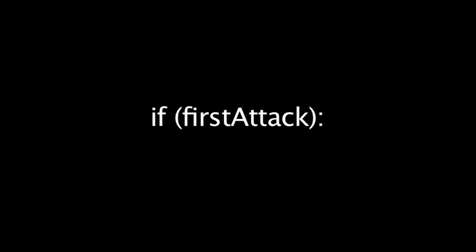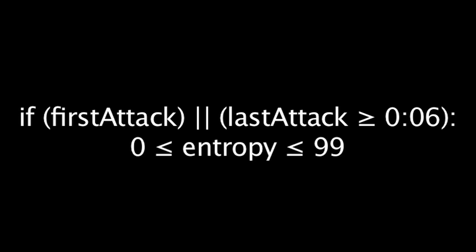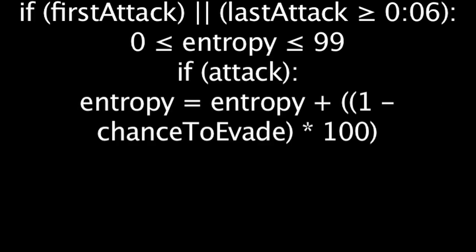Now let's take a look at how this variable is used with Entropy to calculate whether one will take damage or not. When a target in an area has been attacked for the first time, or if the target has not been attacked within 6 or more seconds, the Entropy variable will be assigned a random value between 0 and 99, which is hidden to the player. Each attack will increase the entropy value by 1 minus the chance to evade, times 100. The new value of the entropy variable is what decides whether the attack is evaded or not.